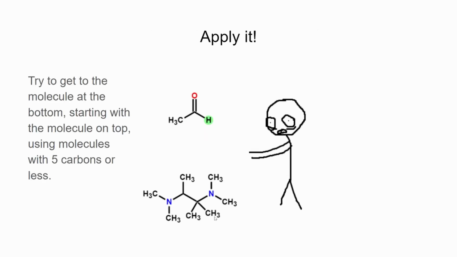Now that you've learned the Corey-Seebach reaction, apply your knowledge. We'll give you a synthesis problem. Try to get to the molecule at the bottom, starting with the molecule on top, using molecules with 5 carbons or less. Now we'll go over the solution in a bit, so make sure you pause the video. And actually pause the video.